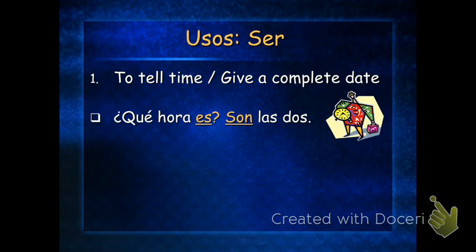So if you look down at the bottom of your chart, we're not talking to the time, we're talking about the time. The word hora is singular, so we choose the singular thing we're talking about in the bottom left. And on the bottom right, we would choose son las dos because dos is plural.